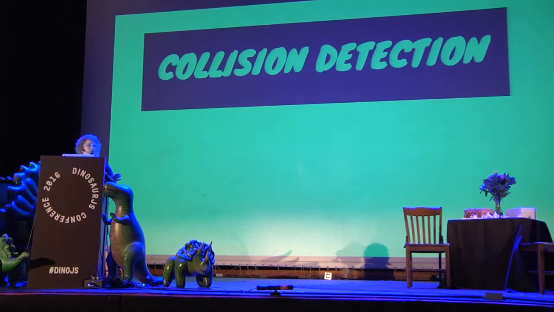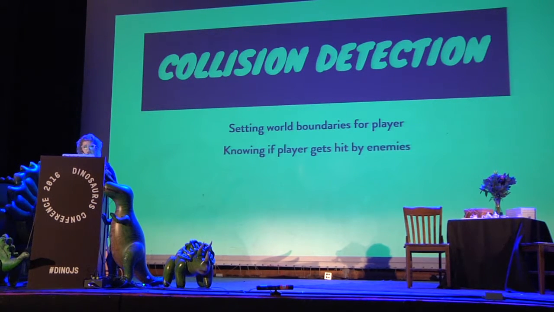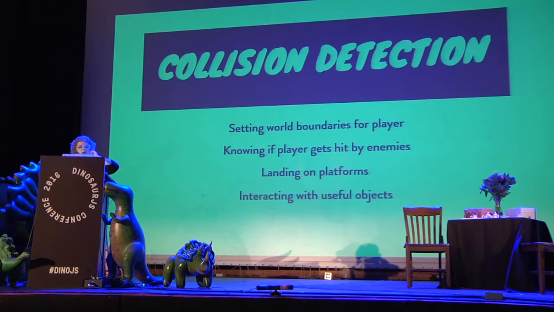Collision detection is probably one of the most important things I think I've run into with game dev. It can be used to set world boundaries for a player, let you know if the player is hit by enemies, landing on platforms, so jumping, interacting with useful objects like picking up an element in an arcade or in an adventure game or something like that. And it lets you define walls that you can't go through.